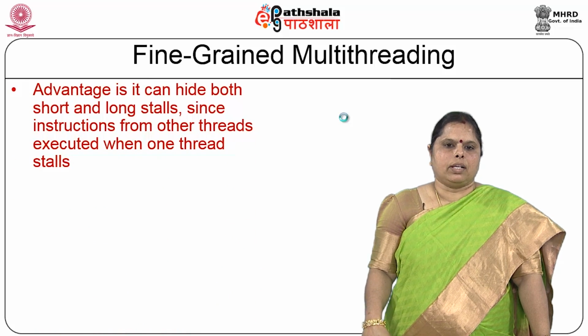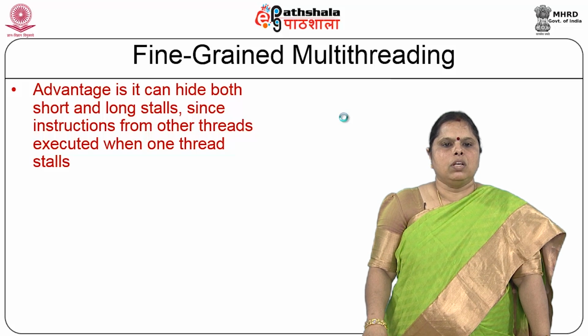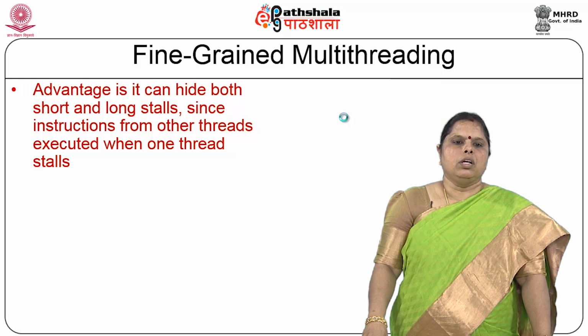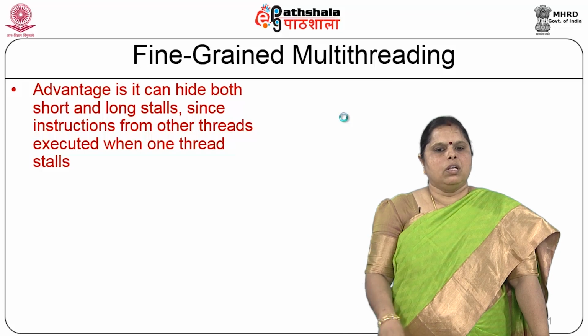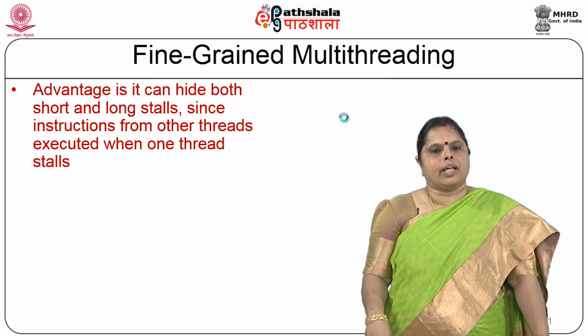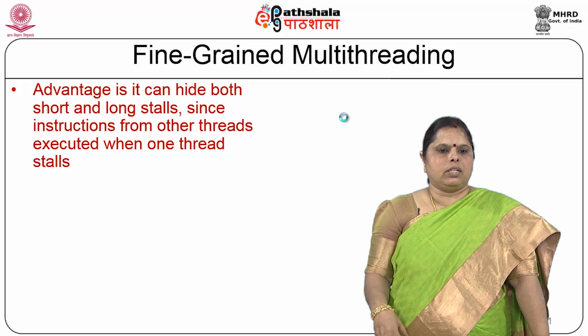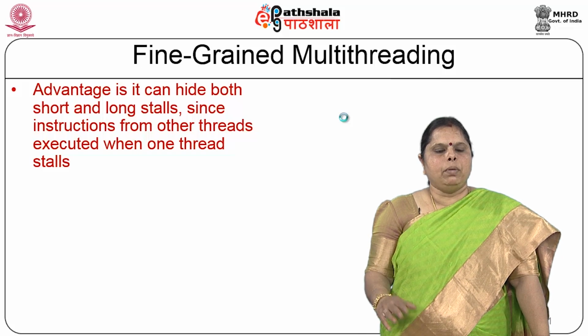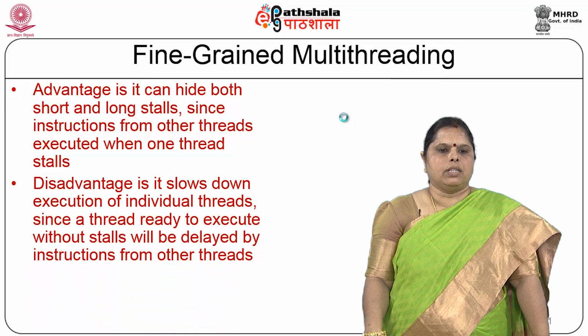An advantage of fine-grained multithreading is that it can hide both short as well as long stalls, because instructions from other threads of execution can be executed when one thread stalls. Because you are anyway doing the scheduling in a round robin fashion, you would also have instructions from other threads available. So you immediately switch over to the other thread of execution. So both long stalls as well as short stalls can be hidden.